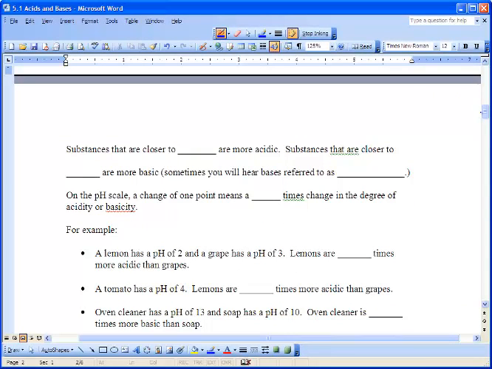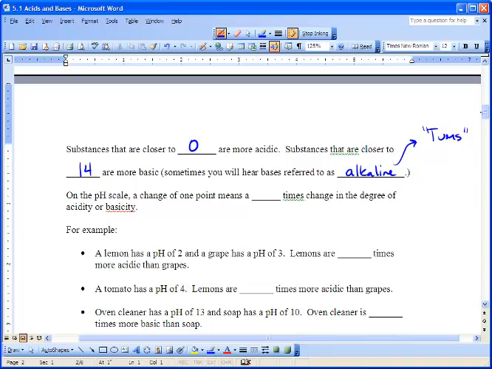Substances that are closer to 0 are more acidic, and substances that are closer to 14 are more basic. Sometimes you'll hear bases being referred to as alkaline. Now, I want you to think about Tums. Tums are basic, and if you've got too much stomach acid in your stomach, you're going to take some Tums and you're going to change the pH in your stomach.